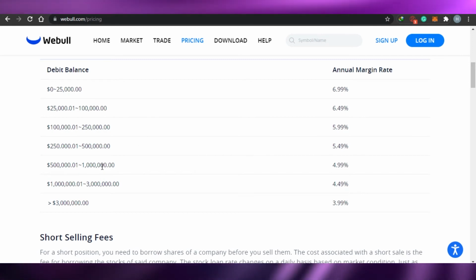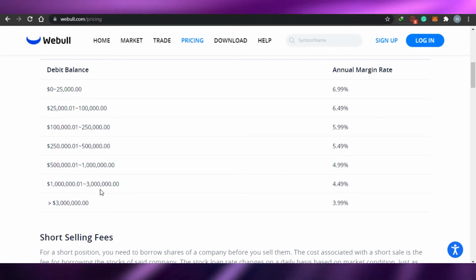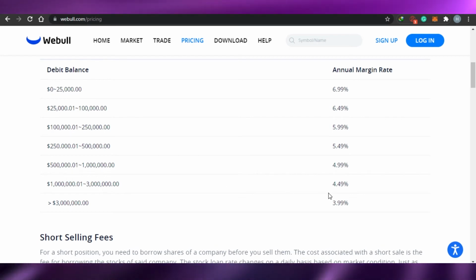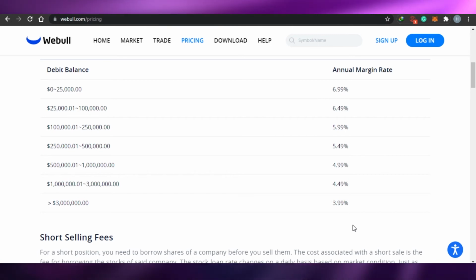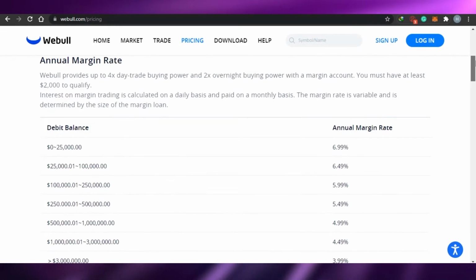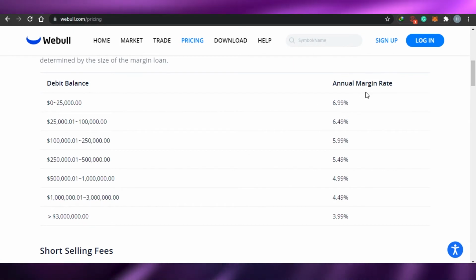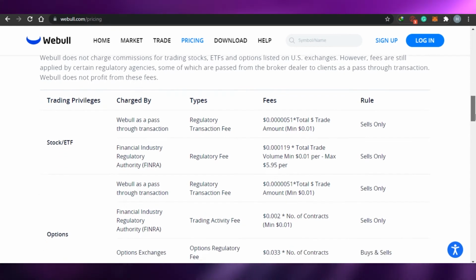For example, you can check out right here, if your debit balance is between 1 million to 3 million, then it's going to be 4.49%. If it's more than 3 million, then it's going to be 3.99%. So that's pretty amazing. If your debit balance increases, the annual margin rate will decrease. So that's good actually. But the fee, it's not that much. It's good, not that cheap, but not that expensive as well.